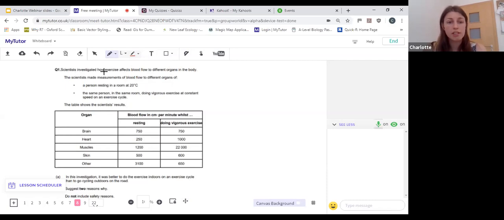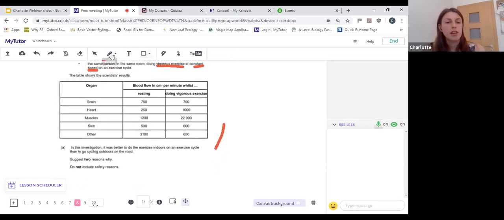So scientists investigated how exercise affects blood flow to different organs in the body. Okay, so we've read that and we're already thinking, okay, blood flow, gas exchange, respiration, all of those topics. The scientists made measurements of blood flow to different organs of a person resting in a room, resting is a key word there, at 20 degrees C, and then the same person in the same room doing vigorous exercise at constant speed on an exercise cycle. And then we've got a table of results here.